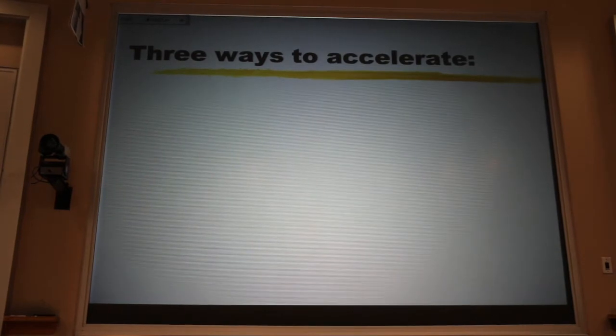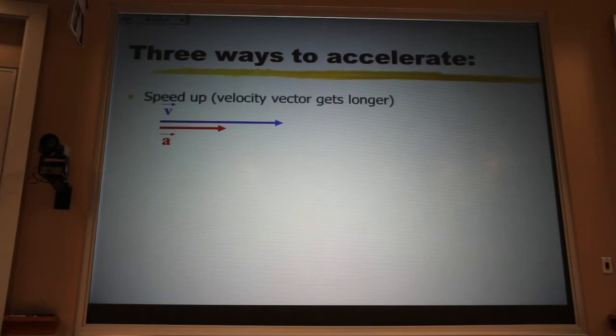Now, let's talk about that tutorial this week. You found that in your car there are three ways to accelerate, three accelerators. If you have an acceleration vector in the same direction as your velocity vector, you are using your gas pedal. You are speeding up on a straight road. You are not using your steering wheel, just your gas pedal.